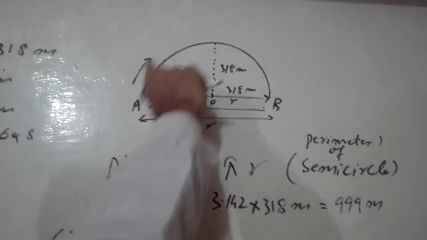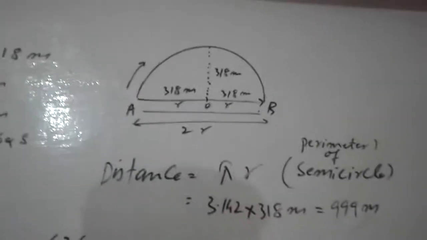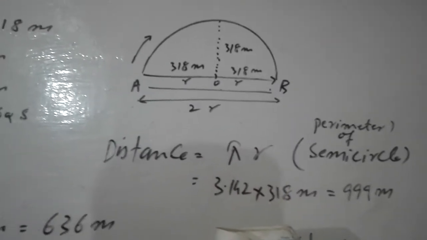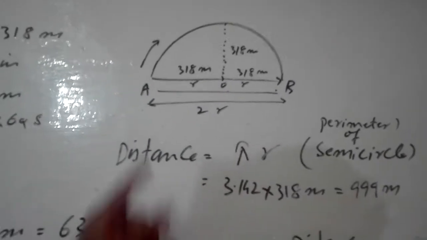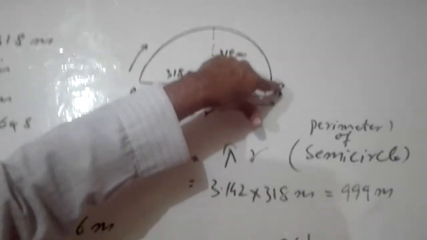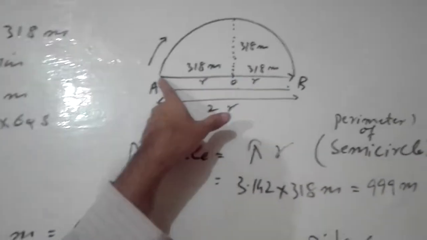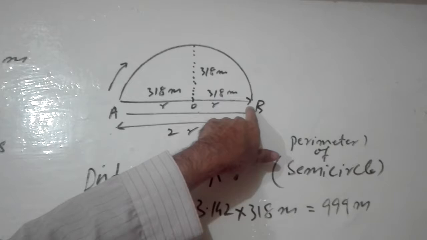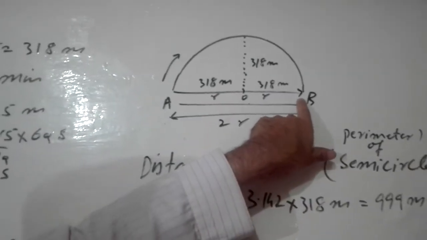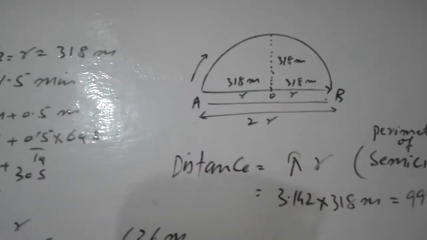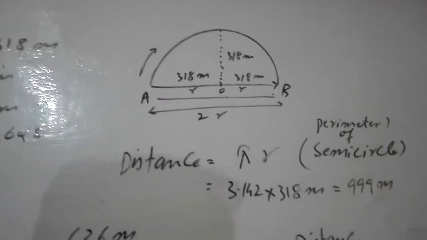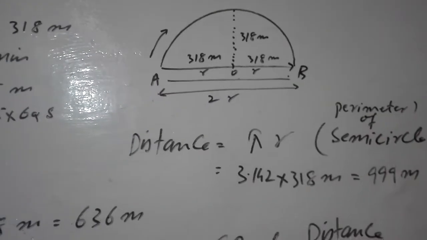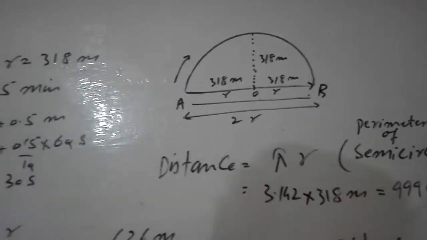And he covered this round track in how much time? In 1.5 minutes he covered this distance, starting from point A and reaching point B. And what do we have to find? Find the speed and velocity. We have to find the speed and velocity. Okay, I have solved this.